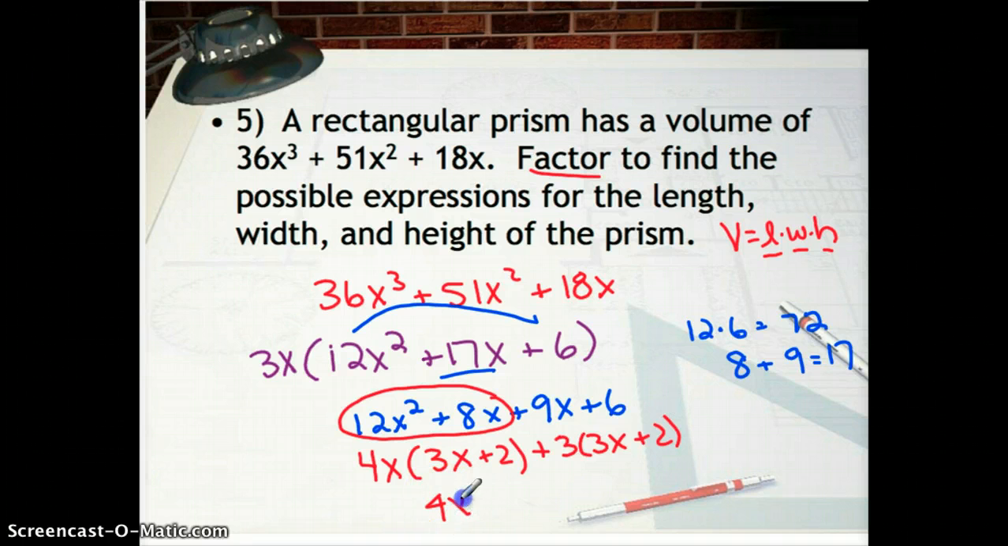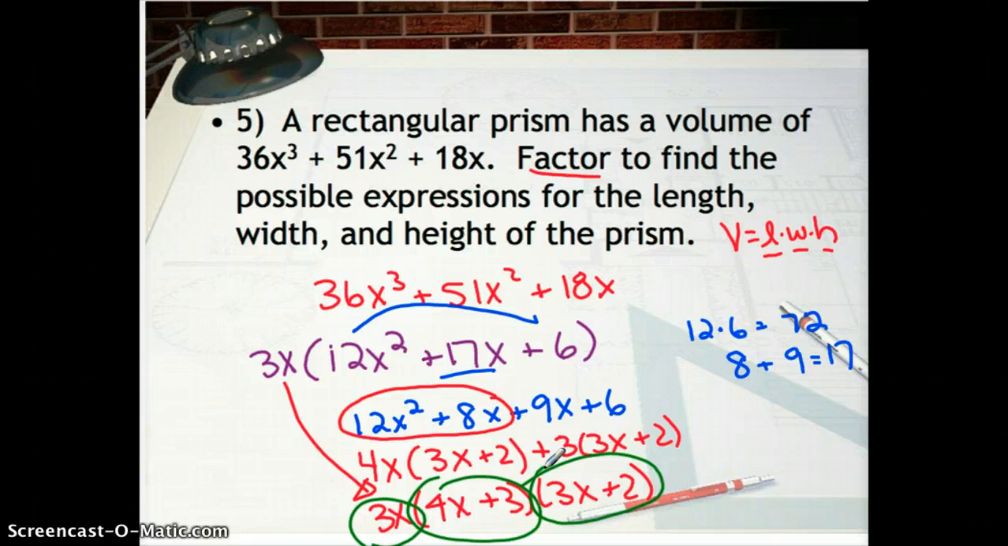So it looks like that part in there is 4x plus 3 times 3x plus 2, and I still have this GCF out at the front, 3x. So now you should notice that I have 1, 2, 3 terms that are being multiplied together. So those could be my length, width, and height. I don't know which one's what, but it's possible that this is a 3x by 4x plus 3 by 3x plus 2 box. Okay, it's possible. There's more than one option. But okay, so that's factoring by grouping in a nutshell. It's a little bit to chew on and practice, and I will see you later.